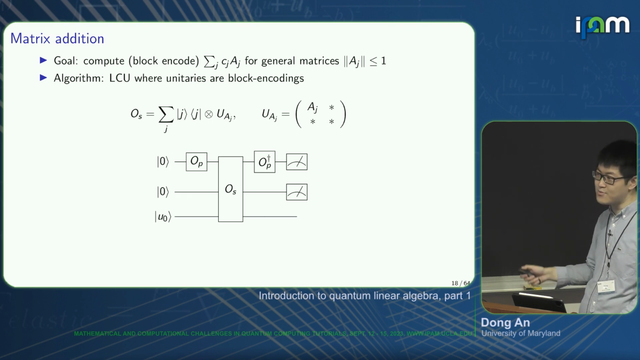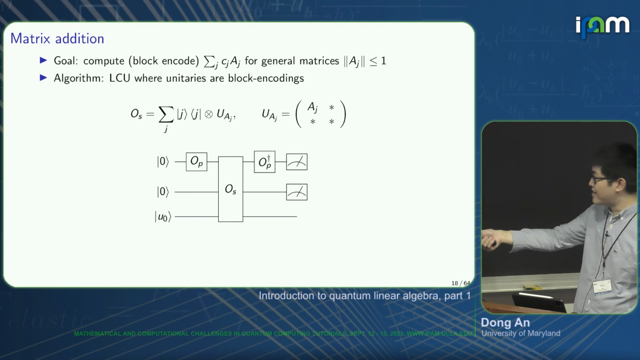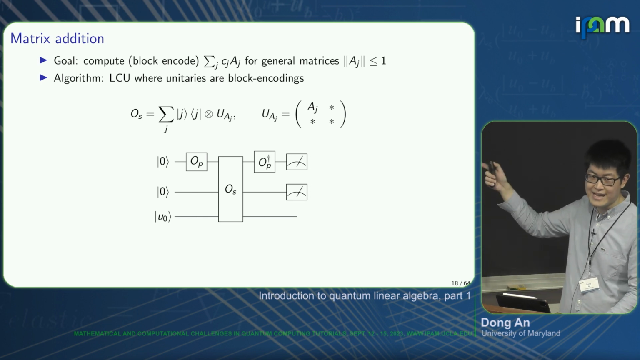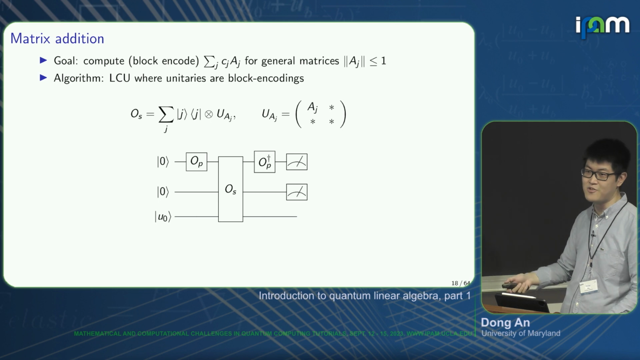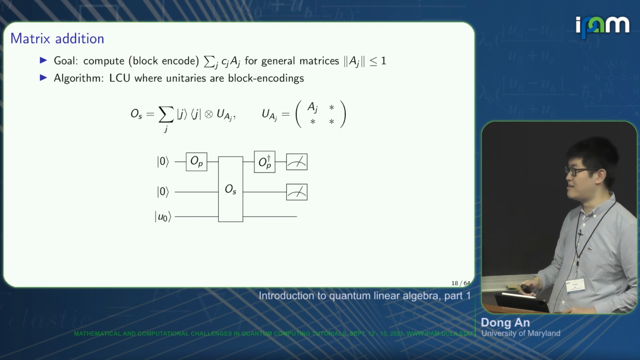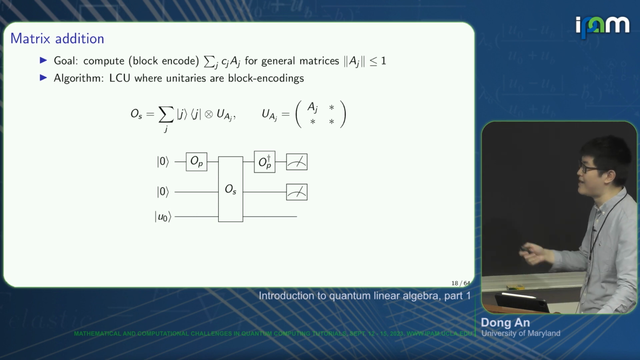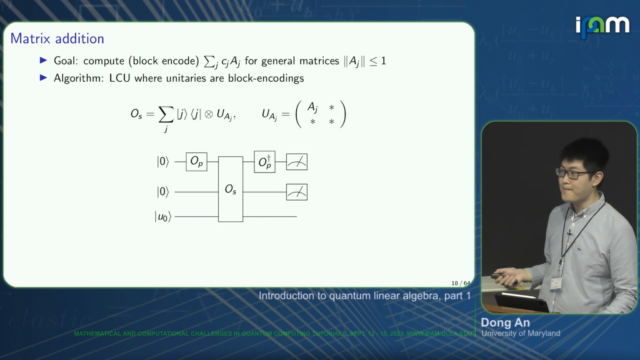But at the end we need some measurement. We will measure both the ancilla register for the LCU and the ancilla register for the block encoding. Here I'm assuming that all the block encodings have the same number of ancilla qubits, which is a small assumption because you can always consider the worst case. You can just always add as many ancilla qubits as you want. So this is the best you can do.